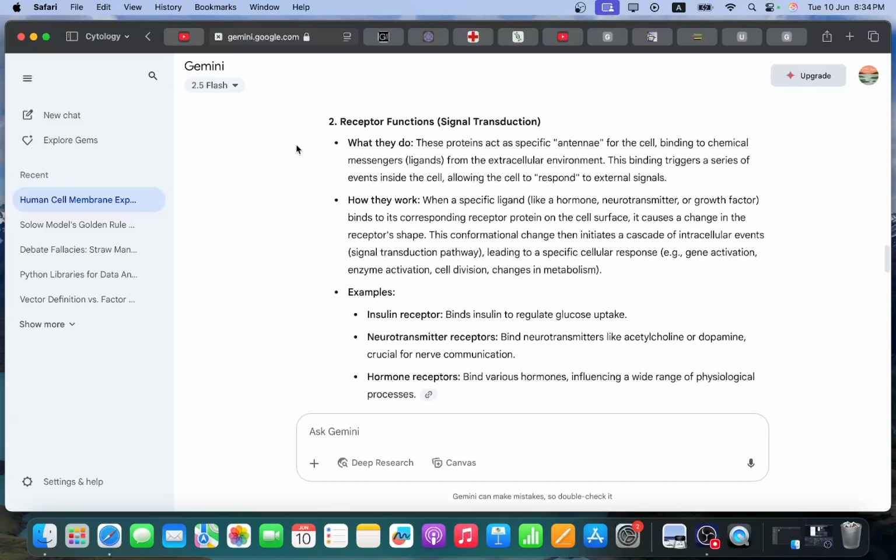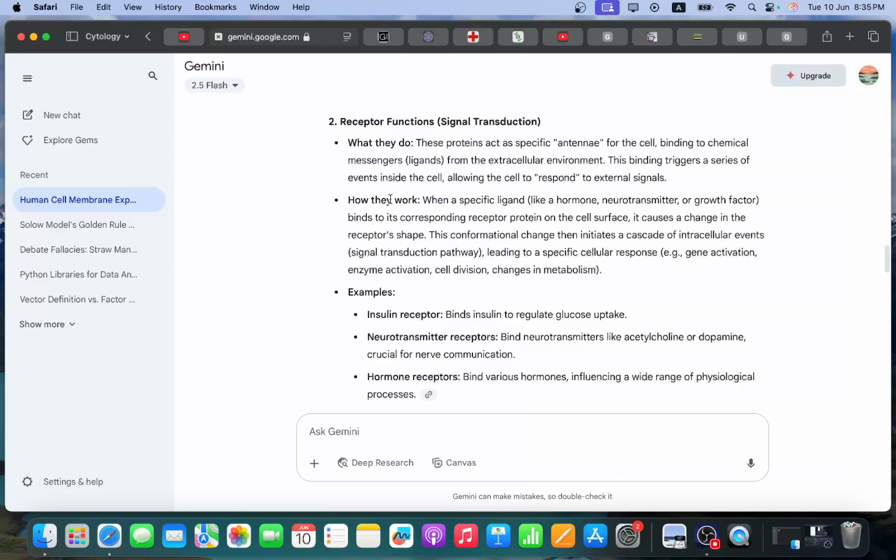What they do, these proteins act as specific antennas. Okay, this is actually a good read now that I see this one, because it is clarifying my confusion about the different functions. For instance, what is a receptor? This is going to put that tension at ease. For the cell, binding the chemical messengers like ligands from the extracellular environment, this binding triggers a series of events inside the cell, allowing the cell to respond to external signals.